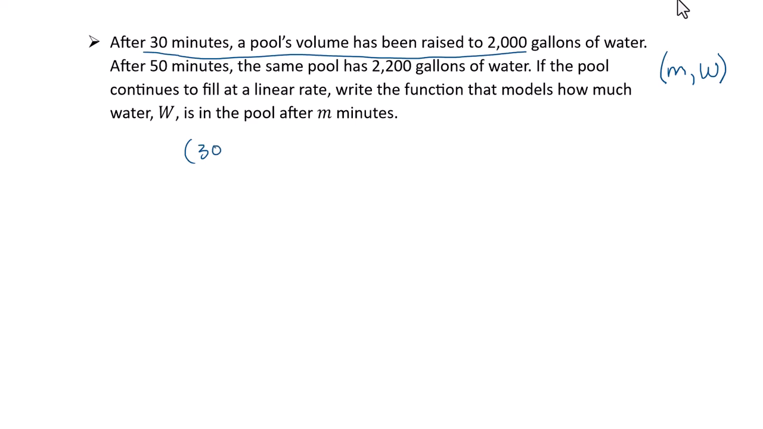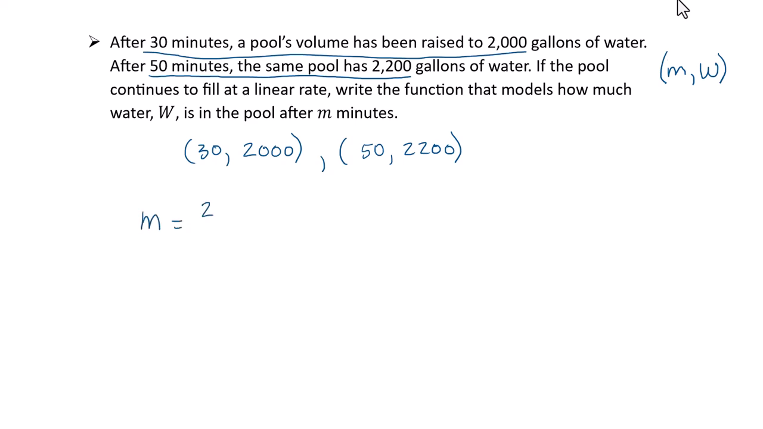So 30 minutes corresponds with 2,000 gallons of water. And we have 50 minutes corresponding with 2,200 gallons of water. They're larger numbers than we've seen so far, but this is a case where we have 2 points. Remember, we need a point and a slope. We have more than enough points, but we need to get our slope. So let's start with slope.